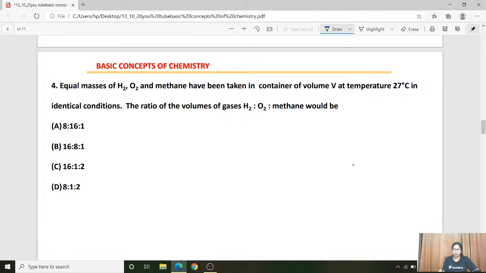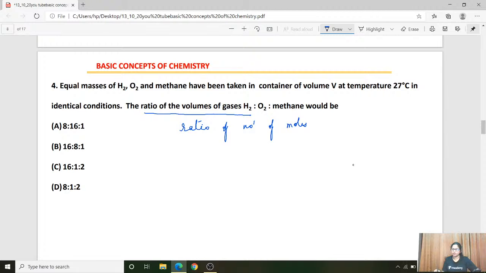Equal masses of hydrogen, oxygen and methane have been taken in a container of volume V at temperature 27 degrees Celsius in identical conditions. The ratio of volumes of gases H2, O2 and methane would be. Student, under identical conditions, that is, same temperature and pressure, the ratio of volumes of gases is equal to the ratio of number of moles.